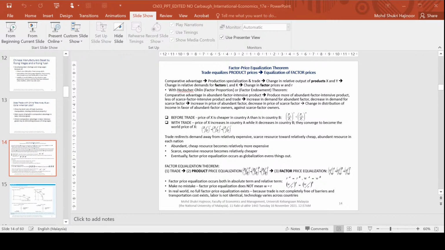In the real world, no full factor price equalization exists because trade is not completely free of barriers, because there are tariffs and quotas, and transportation costs exist. Labor is not identical. Technology varies across countries. So in reality, we don't achieve that factor price equalization.